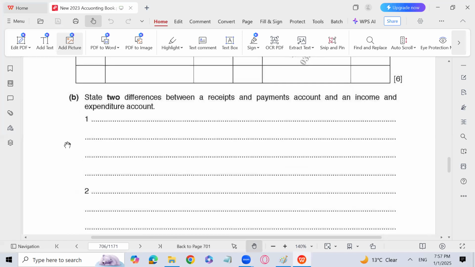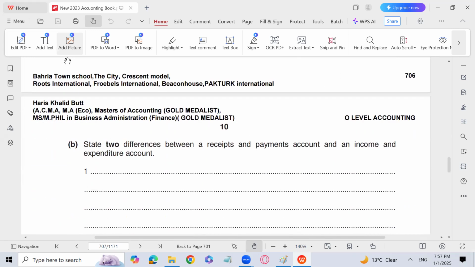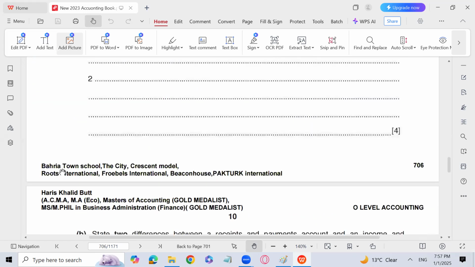Now state two differences between a receipt and payment account and an income and expenditure account. Receipt and payment account is prepared to find the closing balance of cash. Income and expenditure account is prepared to find surplus or deficit. Receipt and payment account includes all capital and revenue expenditures and incomes, whereas income and expenditure account includes only revenue expenditures and revenue income. Receipt and payment account is based on the cash basis of accounting, whereas income and expenditure account is based on the accrual basis of accounting.